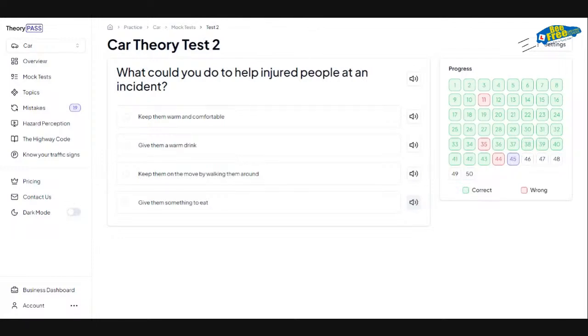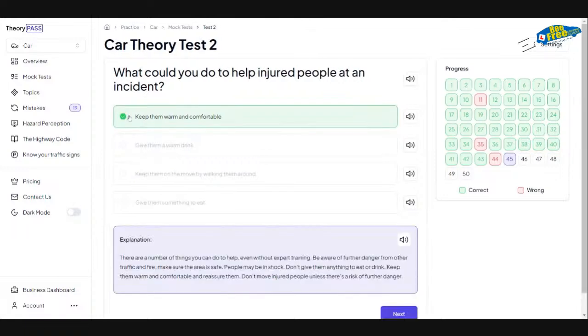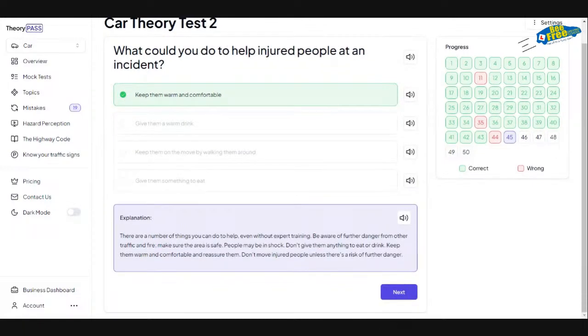Okay. Common sense is you're going to keep them warm and comfortable. You're not going to give them anything to drink. You're not going to be moving them around. And you're definitely not going to give them something to eat. Just keep them warm and comfortable, make sure the emergency services are called, and just wait until they get there, because people can be in shock. So just warm, comfortable, and reassure them.